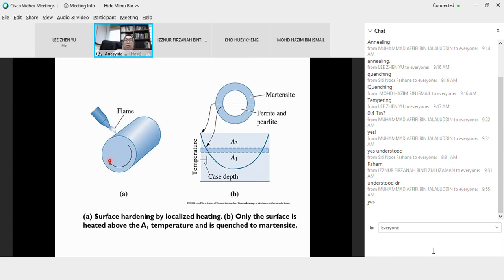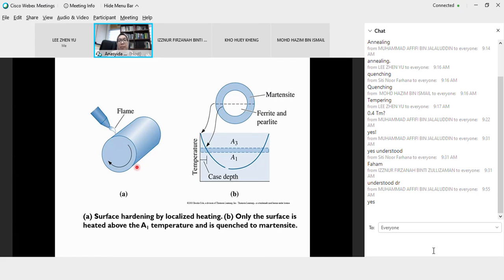Then after that you quench in water or oil to get the martensite structure at the outer. Then you measure using the hardness reading. So you can see your hardenability, whether the depth of case is large or small. So you have to try and error. Actually not, but when you're an expert, you know what temperature is required.